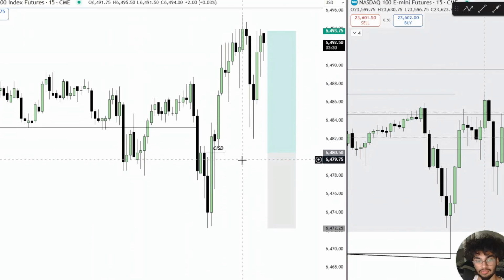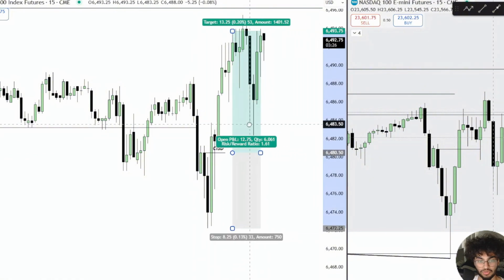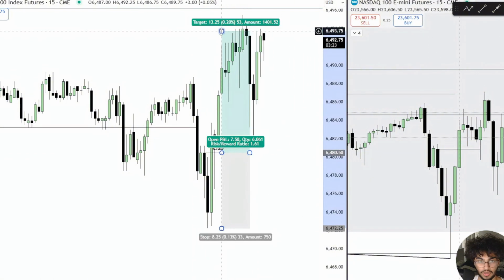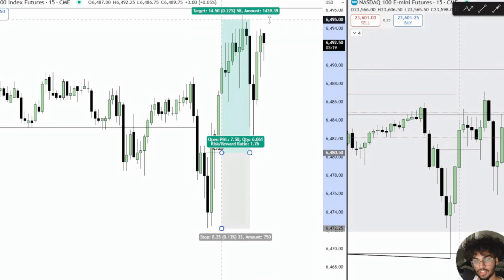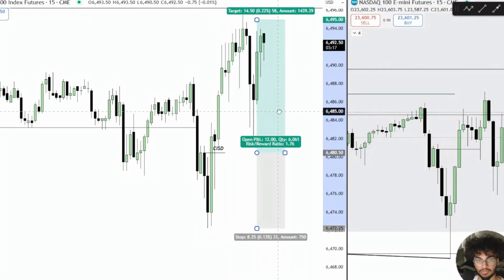I just aligned myself with a change in this day of delivery. My entry was on the 15-minute chart, and I kept my stop here. Target could have been here. I just got out because of the chop. And yeah, this is pretty much the trade.